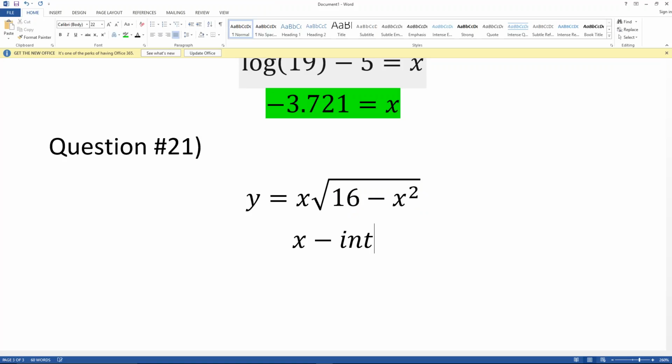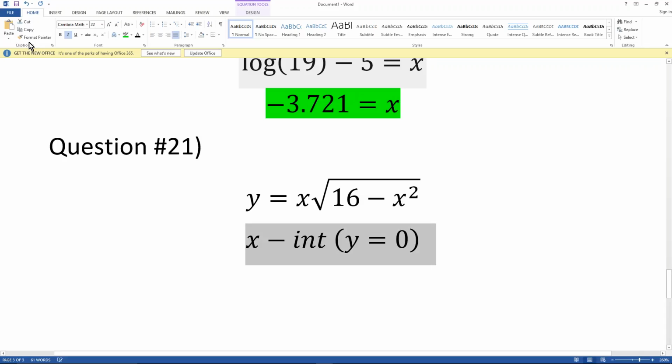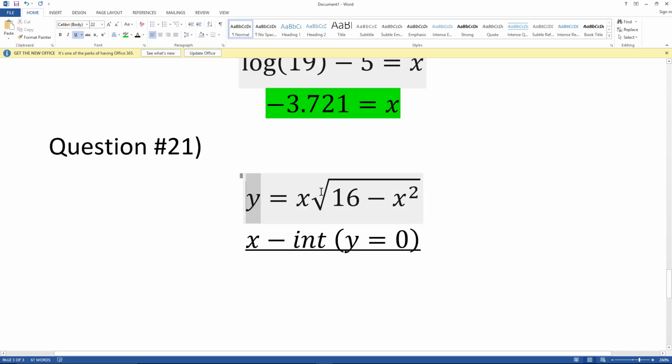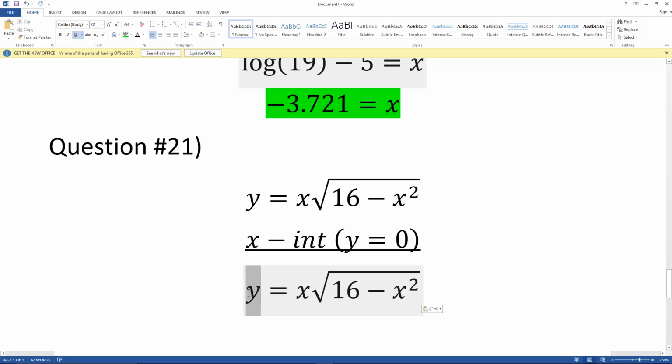What happens at the x-intercepts? Y is equal to 0. Right. So we know for a fact that we will have y equal to 0. So that means if I do this one, the x-intercepts first, I can replace y with what? Zero. Correct?